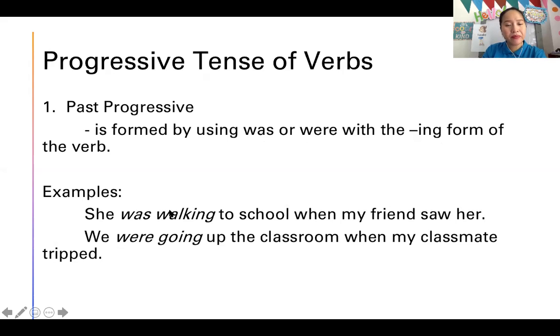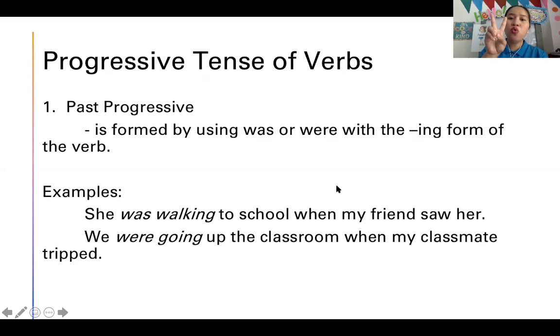Okay. So we use was or were plus the ing form of the verb. So we have here an example. She was walking to school when my friend saw her. Okay? So basically, past progressive has two happenings. Two situations that happened. The first is she was walking to school and the second one was when my friend saw her. Okay? So the first situation, she was walking to school, was already completed. And the second one is about to be completed. Okay? That was also completed.